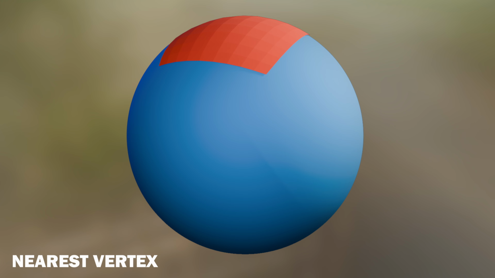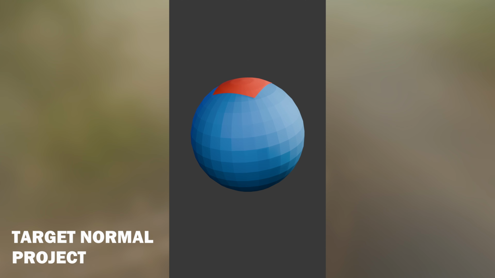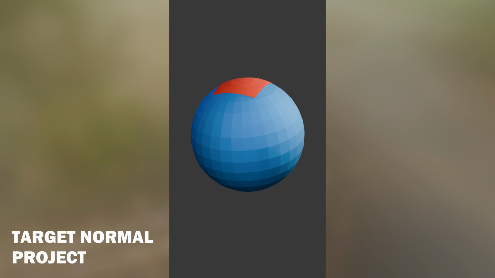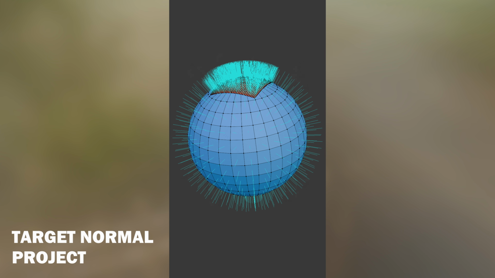The next wrap method is target normal project. This is a somewhat more advanced method that uses the normals of the target object. Blender takes the direction of the normals on the target object and casts the points of the sticker along them. Imagine each point falling directly along the arrow from the surface. Thanks to this, the mesh exactly wraps the surface of the target object and follows its shape according to the normals.